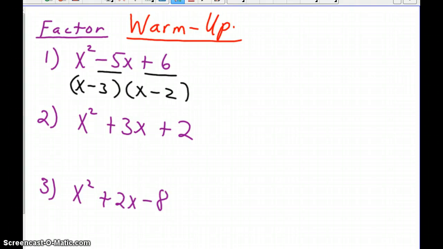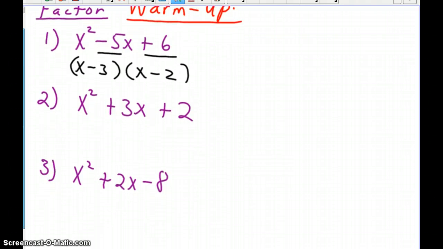Once again, you learned all this first semester. This is old stuff for you guys. Okay, look at the second one. What two things multiplied give you 2, added give you 3? 2 and 1. So it's going to be what? x plus 2 and x plus 1 is correct. Okay, everybody good with that?